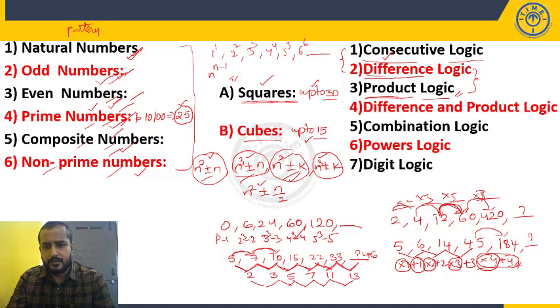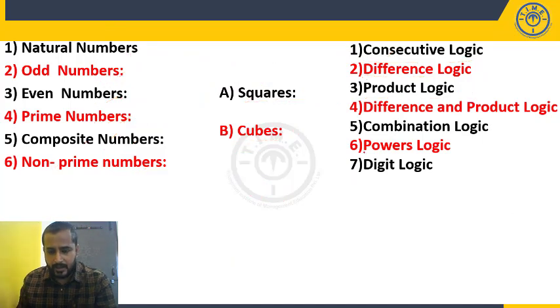Digit logic. This is one of the important logics. Let me give you clarity. One of the digit logics is the Fibonacci series. Keep that in your mind. The sum of the first two numbers will give you the third number. Fibonacci series is possible. And there are some other digit logic questions. Let me take an example.